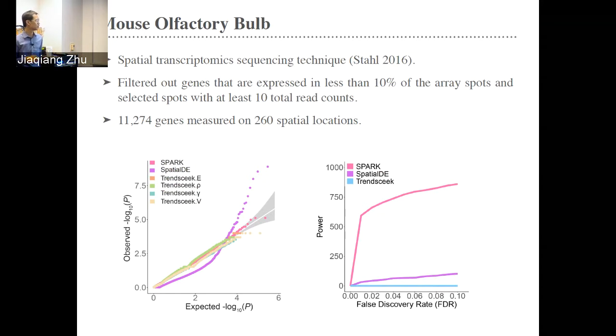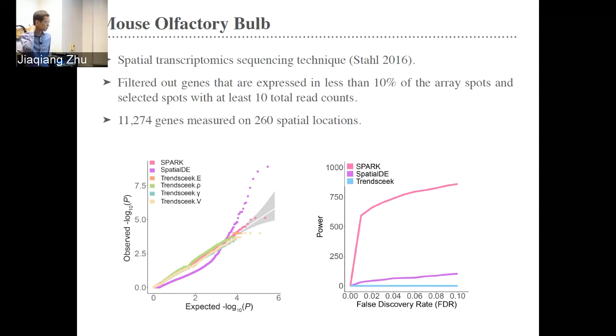This is the QQ plot of the permutation. We can see that the result is consistent with the simulation. SPARK produces well-calibrated p-values, and so does ChairSeq. But SpatialDE is deflated at the beginning and inflated at the tails. This inflation is presumably due to the minimum p-value rule, because if you have like 10 p-values for one gene and you always select the minimum one, this would lead to the inflation at the tail.